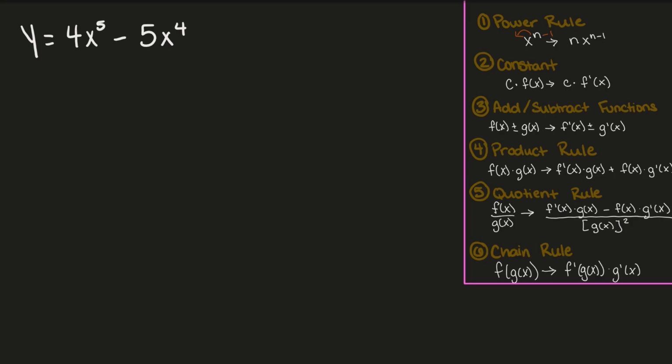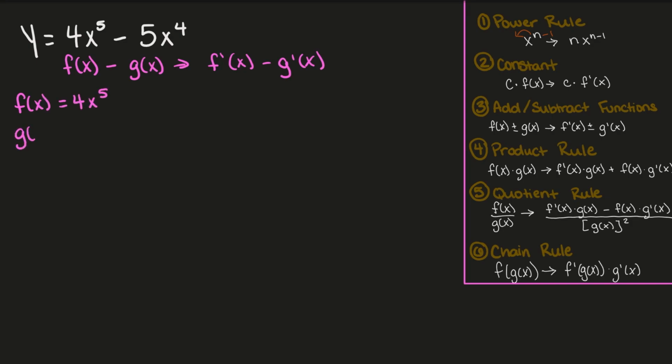First of all, we've got two functions that are being subtracted from each other. So we have f of x minus g of x, which means this is rule number 3. Y prime will be f prime x minus g prime x. So we can start with that. We know that f of x is equal to 4x to the fifth, and g of x is equal to 5x to the fourth. Now we'll use our power rule and constant rule. Our power rule says that we're going to bring this to the front and then subtract 1.